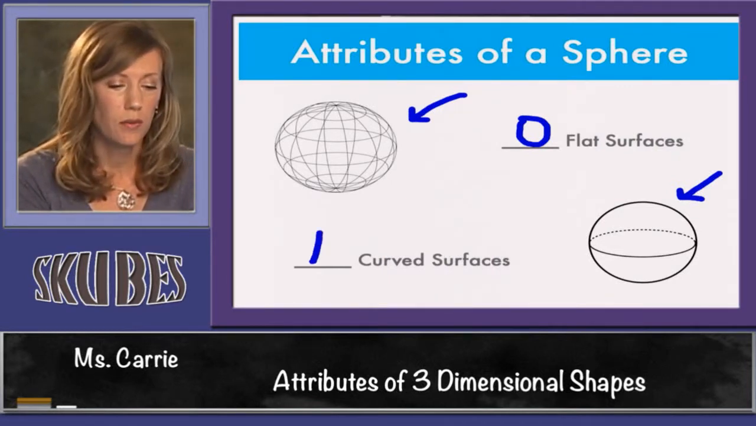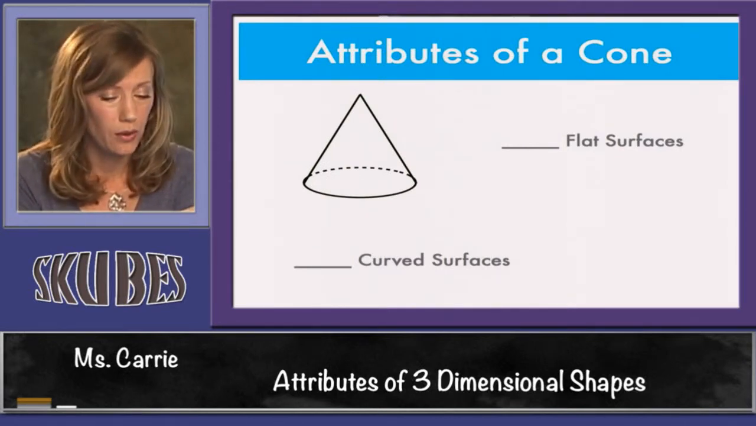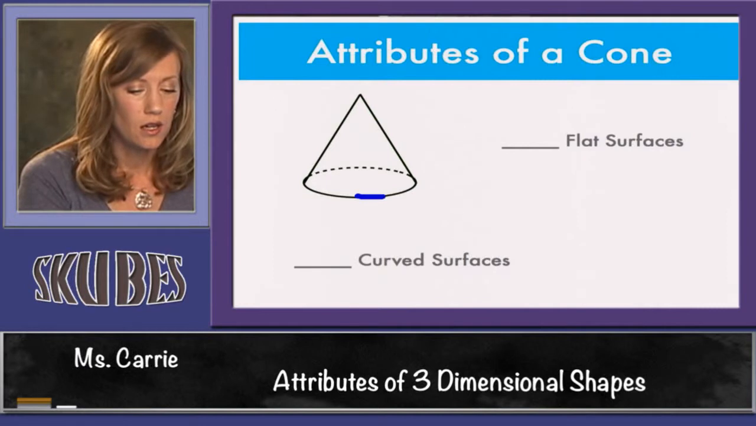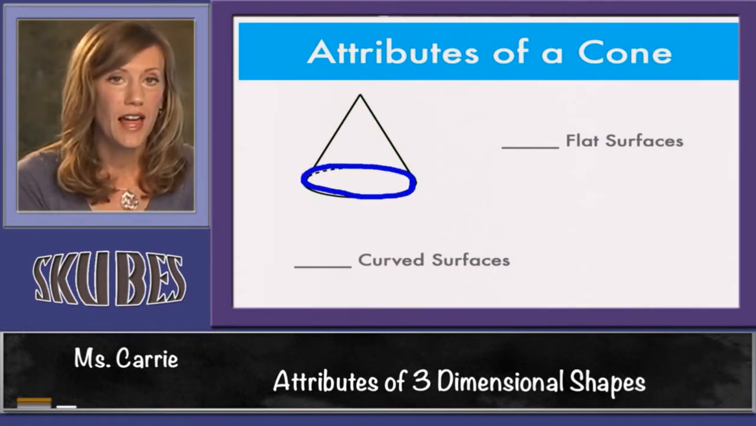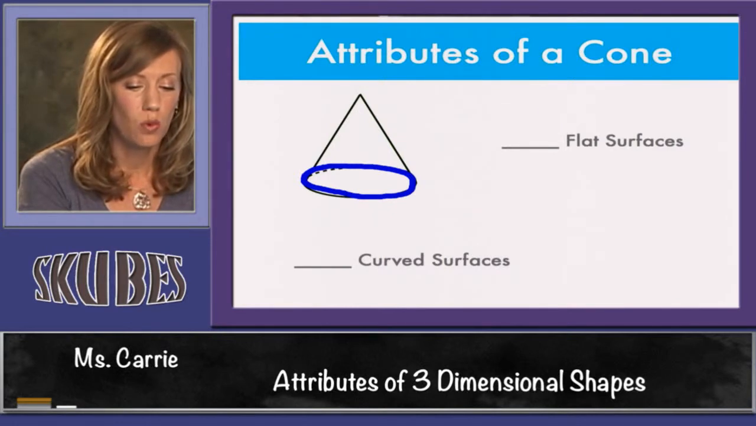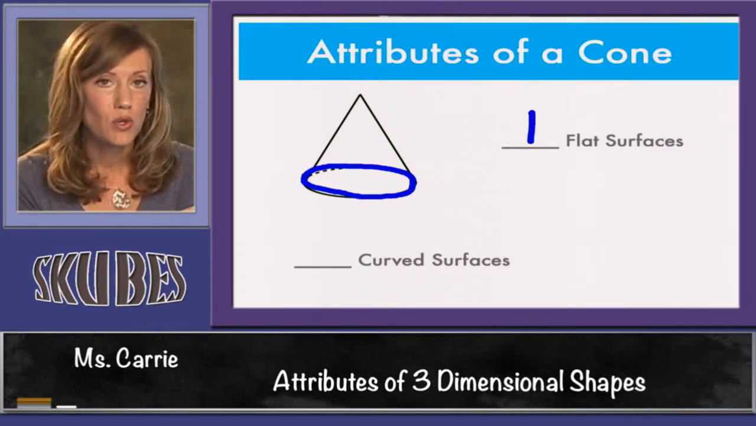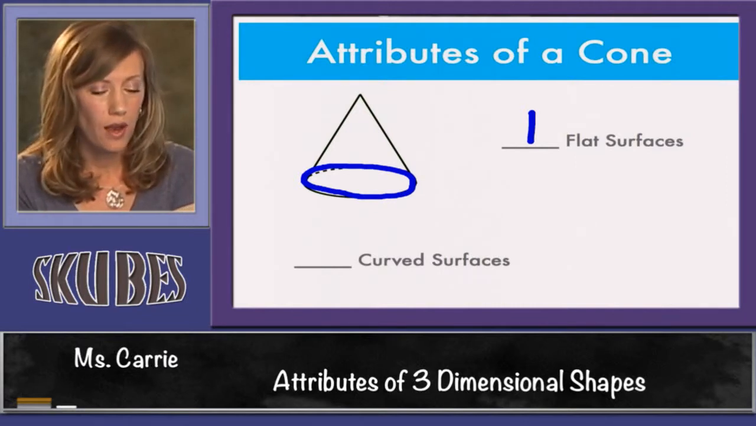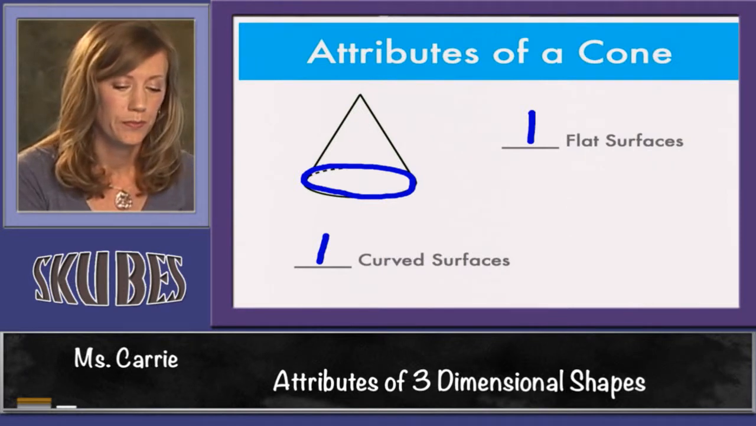Let's look at another shape. Let's look at the cone. Well, the cone has both. If you look down here on the bottom, that is flat on the bottom. So it has one flat surface. Now the area that wraps around, it's kind of like a triangle that wraps around, is one curved surface.